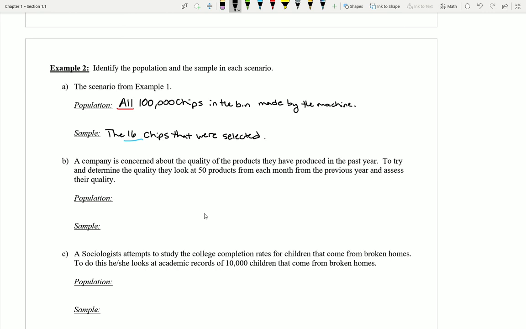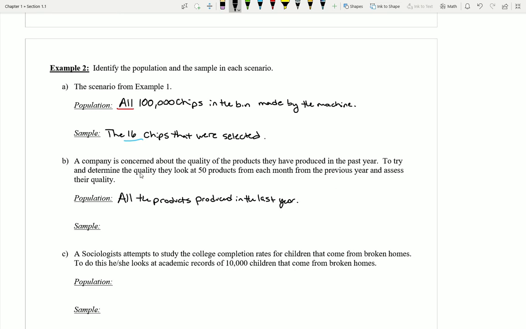Part B. A company is concerned about the quality of the products that they have produced in the past year. To try and determine the quality, they look at 50 products from each month from the previous year. So like 50 in January, 50 in February, 50 in March, so on and so forth. And they assess their quality. So again, maybe this company produces a whole bunch of different items. I don't know what these are, right? They're just some product. But we want to assess the quality of all the products. So our population would be all the products produced in the last year. Right?